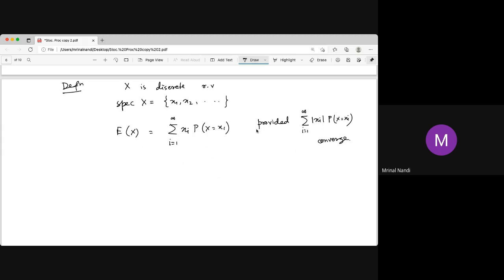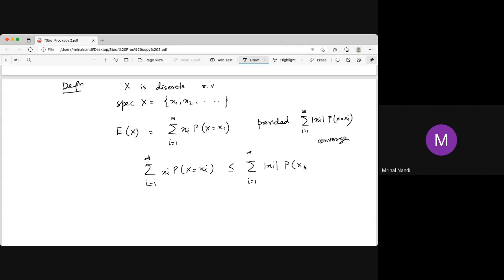The two expectations may be different. The summation of xi times probability of X equal to xi, and the summation of mod of xi times probability of X equal to xi, are obviously different, because some xi are negative. For the absolute value series, we take all the positive terms by taking the mod. So obviously this is less than or equal to this.